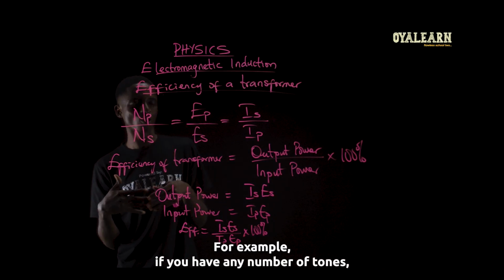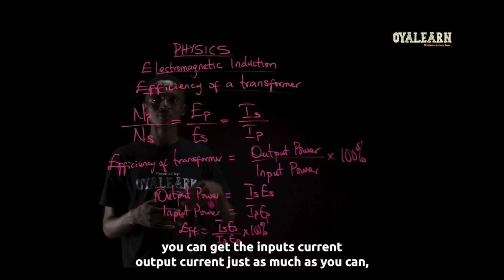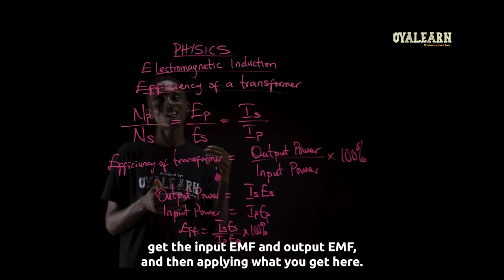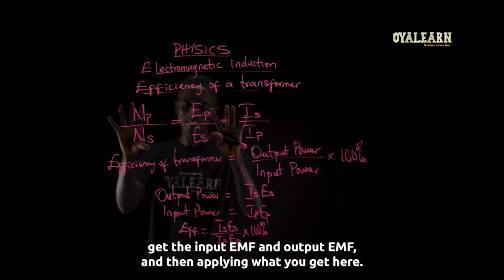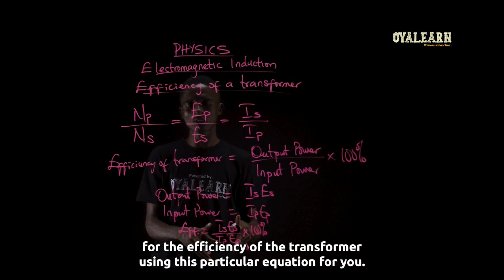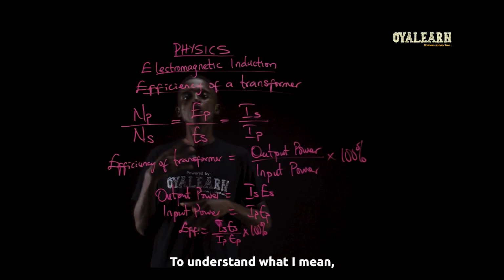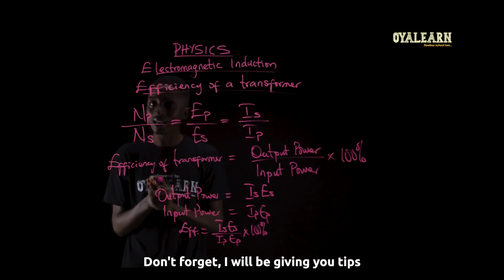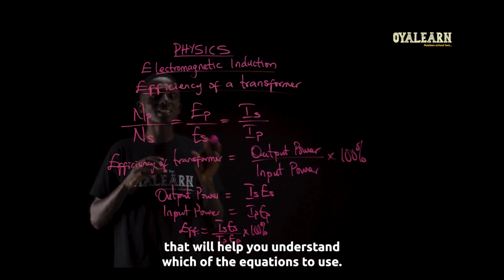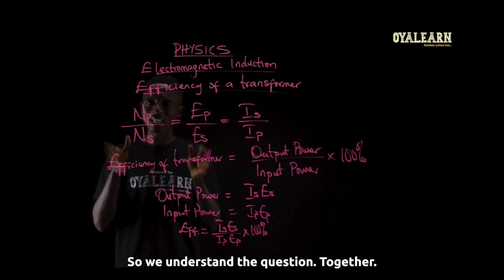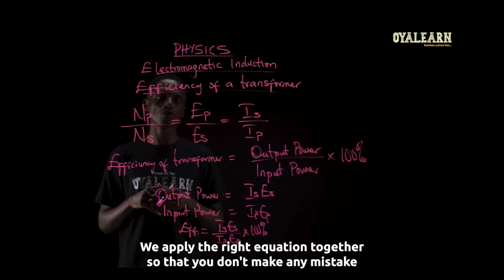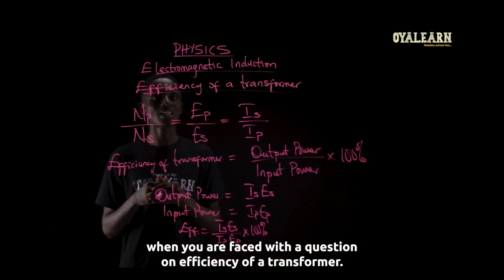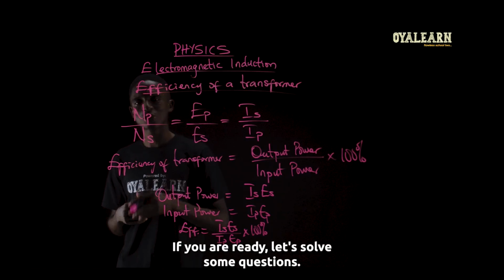For example, if you have the number of turns, you can get the input current, output current, just as much as you can get the input EMF and output EMF. And then applying what you get here, you can then solve for the efficiency of the transformer using this particular equation. For you to understand what I mean, let us look at a few questions and apply these equations to them. Don't forget, I'll be giving you tips that will help you understand which of the equations to use. So we understand the question together, we apply the right equation together so that you don't make any mistake when you are faced with a question on efficiency of a transformer. If you're ready, let's solve some questions.